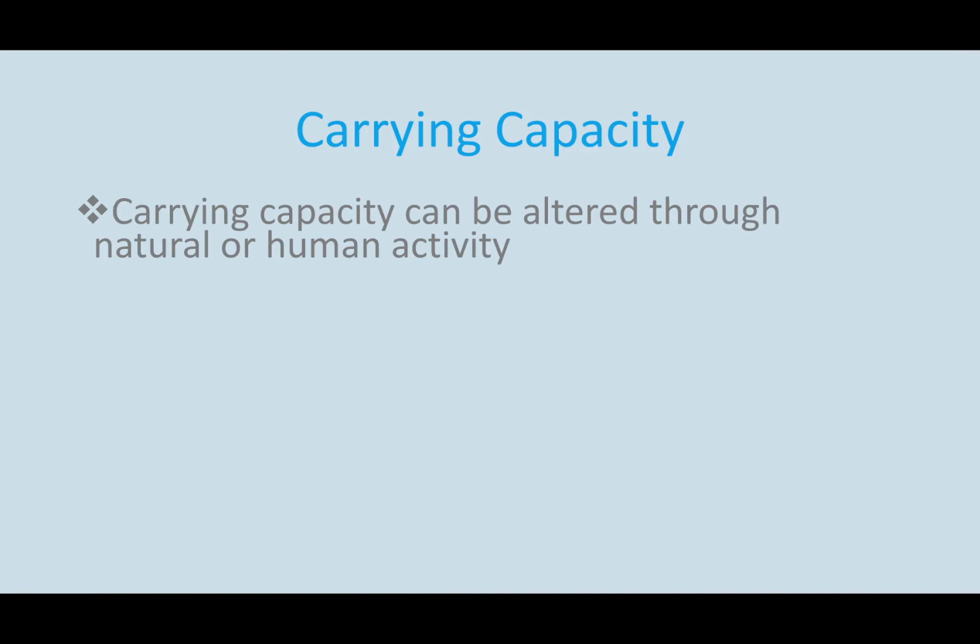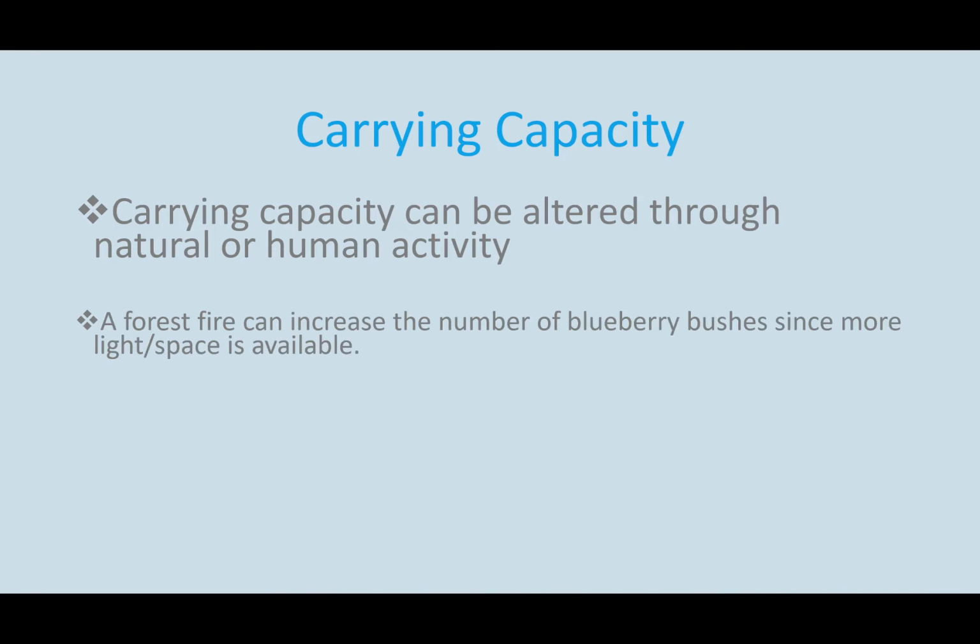The carrying capacity can be altered through natural or human activity. For example, a forest fire can increase the number of blueberry bushes since more light and space is available. All the large trees have been burned down, so blueberry bushes on the ground will have access to more light, especially while the trees are still growing. They're going to have equal space to fight for that light.